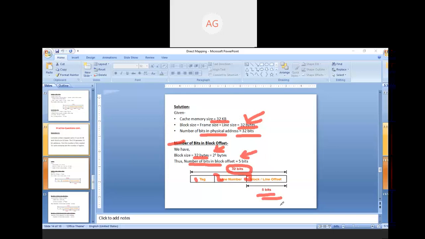So just draw this figure in your copy. Now moving to the next slide.